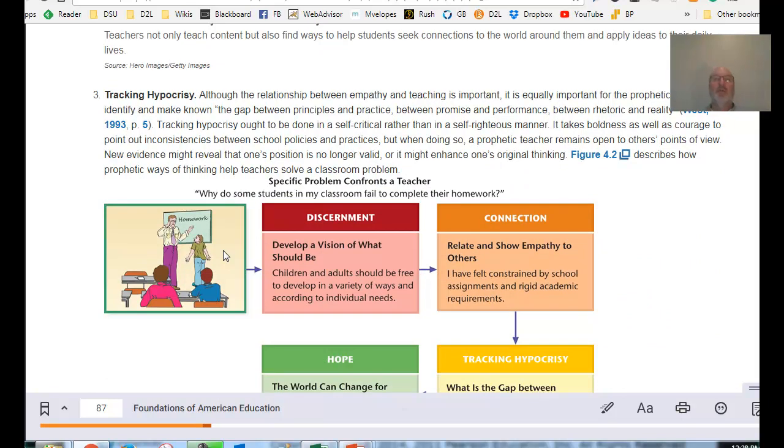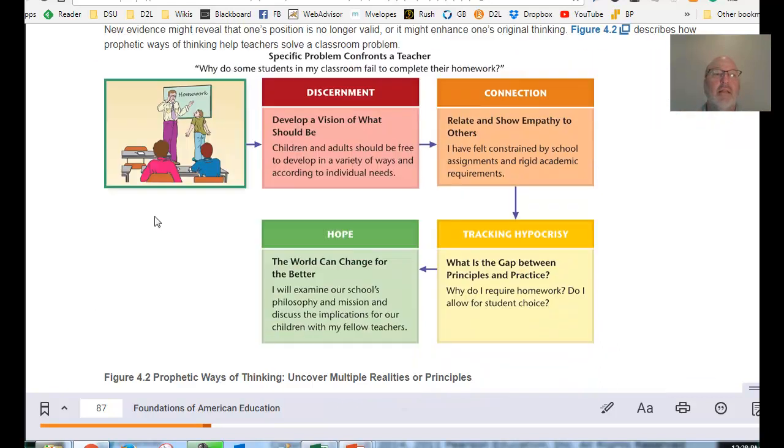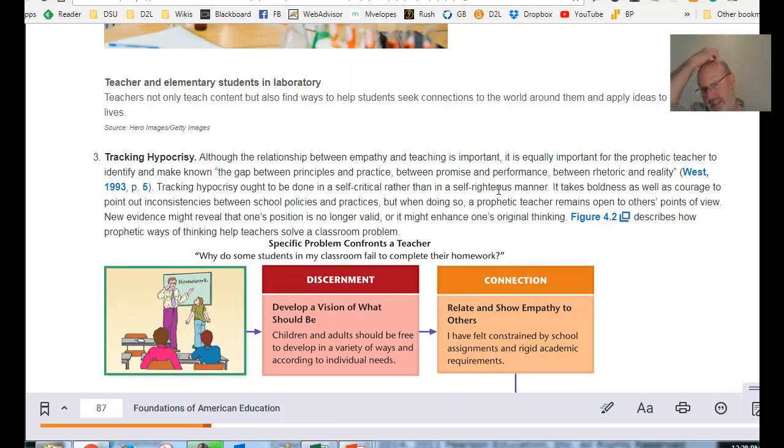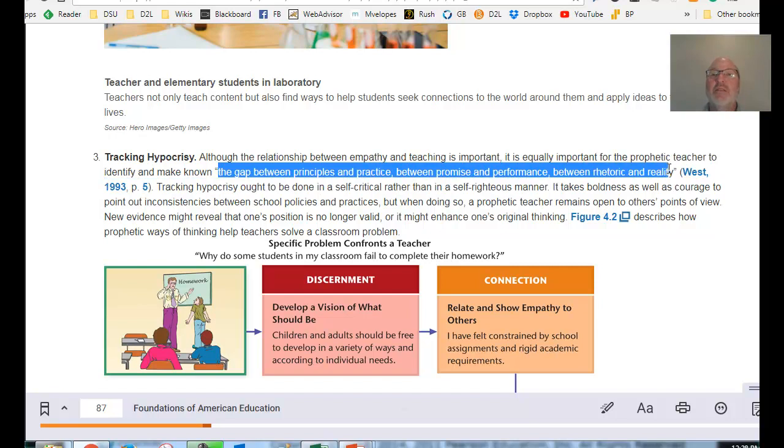They're built on the inference that you have a problem with this. Let me see if I can bring that down a little closer. Although the relationship between empathy and teaching is important, it is equally important for the prophetic teacher to identify and make known the gap between principles and practice, between promise and performance, and the word and reality. Now that is a mouthful.